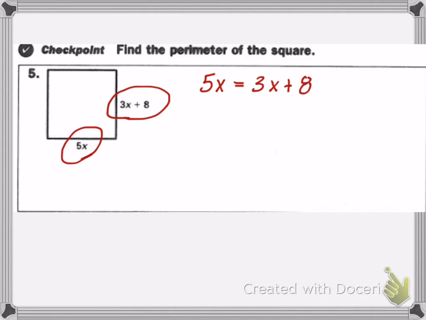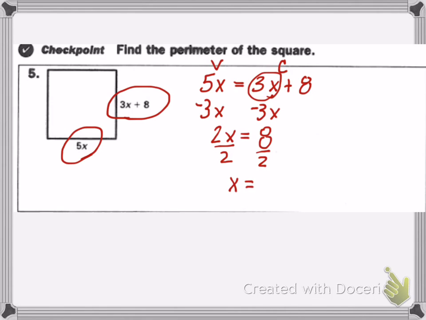Okay, hopefully you got the solution. Let's see how it works out. I chose the left for my variable side again, and the right for my constant side. That means I wanted to get rid of 3x. So I'm going to subtract 3x from both sides. That left me with 2x on the left and 8 on the right. Then I divided by 2, and I got x is equal to 4.